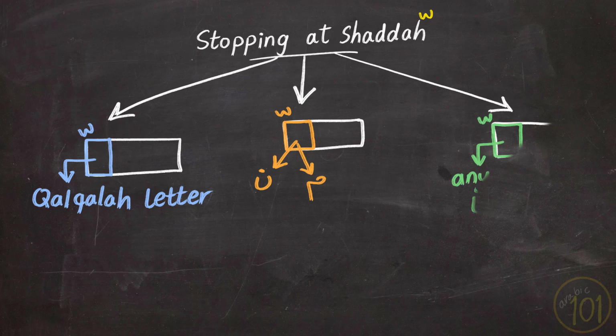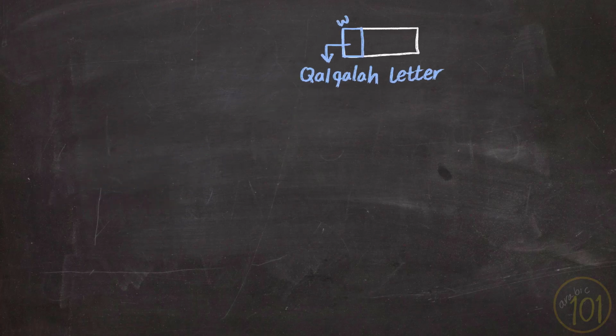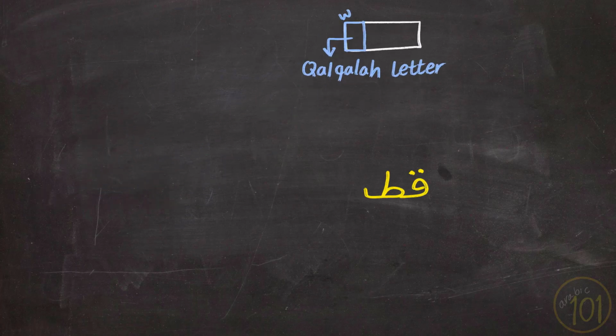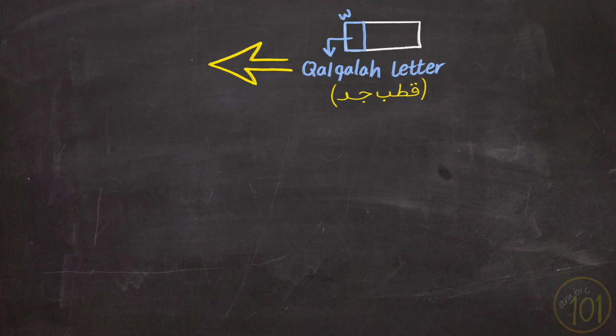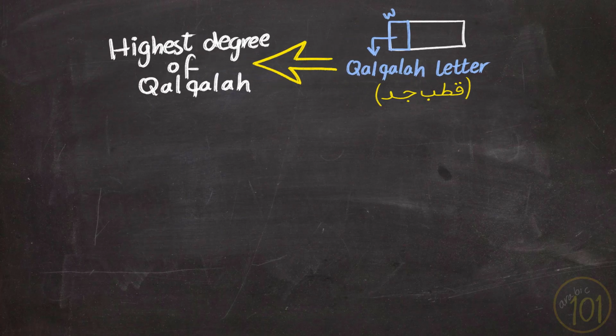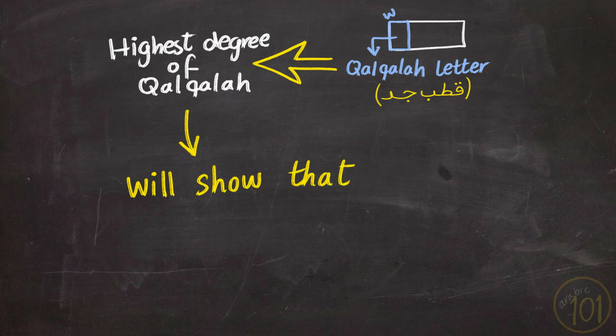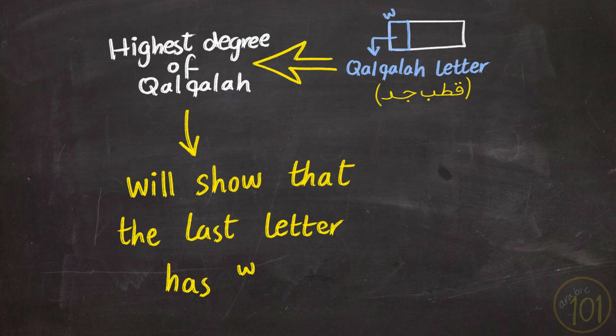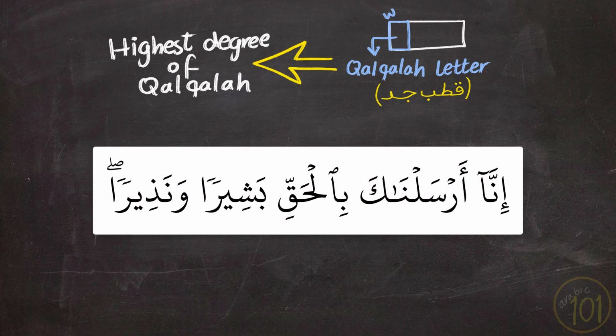So first, if any of the qalqala letters which form the word qutb jadd came at the end of the word and it had shaddah and you want to stop at it, what should you do? Well, what you should do is apply the highest degree of qalqala to this letter. And applying the qalqala properly in this position will be enough to make sure that the shaddah is visible and audible at the end of the word. Let us consider these examples.